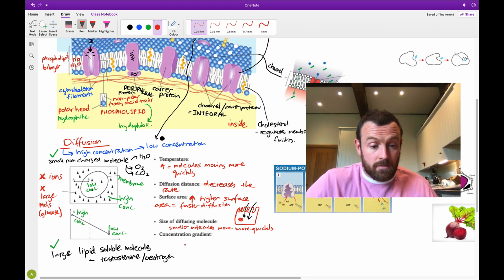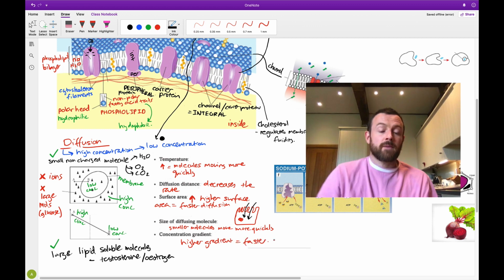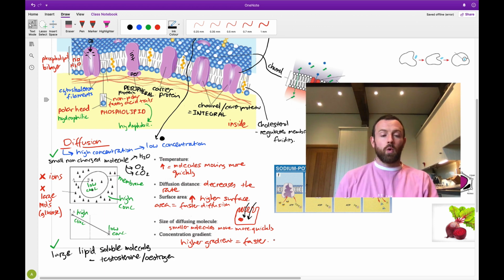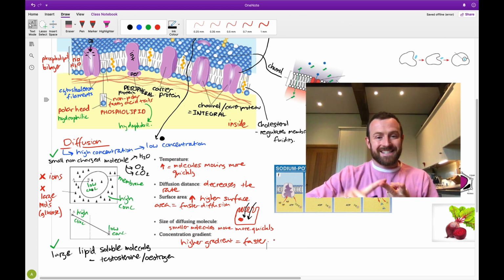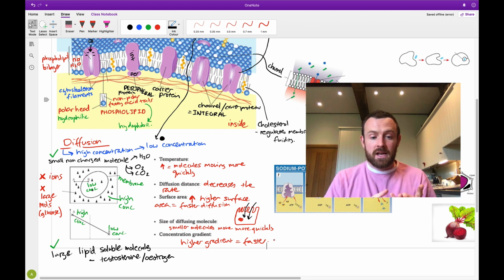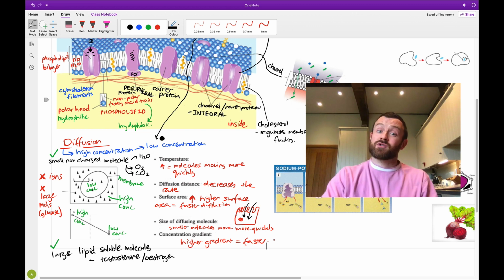And concentration gradient. Higher gradient equals faster. Okay, so diffusion depends on all of those things: temperature, diffusion distance, the surface area, the size of the diffusing molecule, and the concentration gradient.